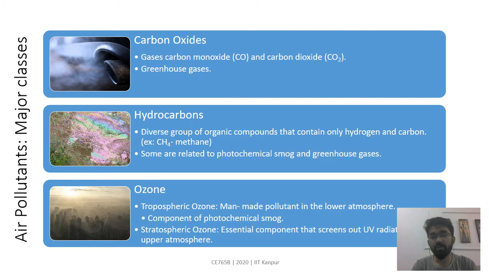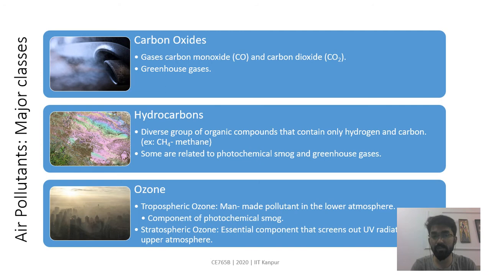And then comes carbon oxide. So the two types, dioxide and monoxide, they are the greenhouse gases. The sources could be the tailpipe, these combustion engines, and then hydrocarbons, which are again some sort of particles or gases that are coming out of the burning of fossil fuels.